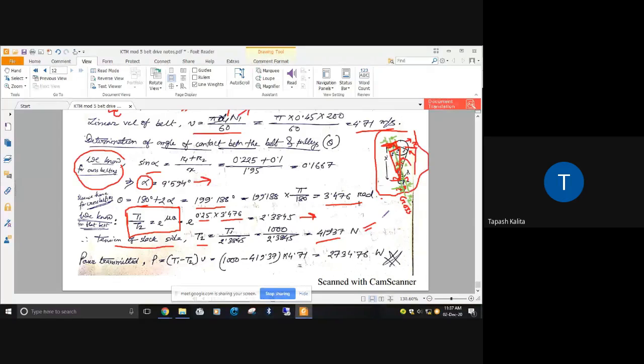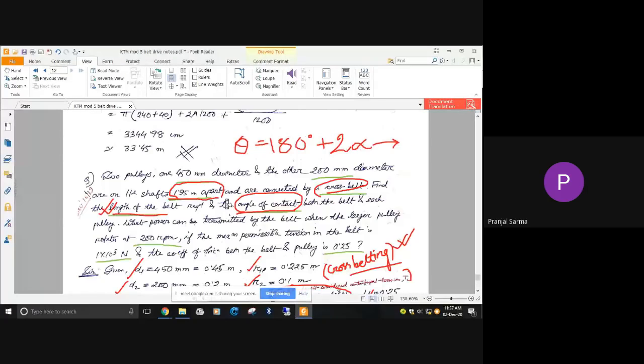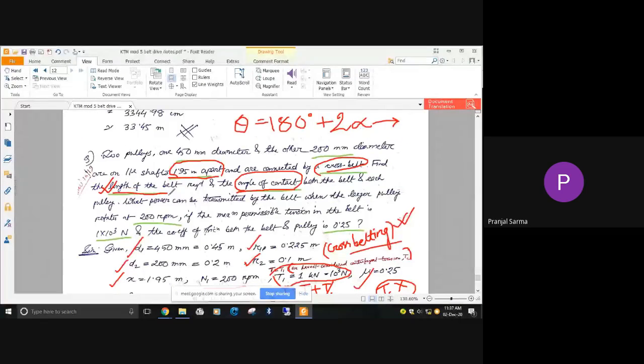Yes, sir. Okay, so after that, what is required? We have found the length of the belt and the angle of contact. The maximum tension and other quantities are given, and the coefficient of friction between belt and pulley is given. What they are also asking is the power transmitted, and for that we already have a particular relationship.